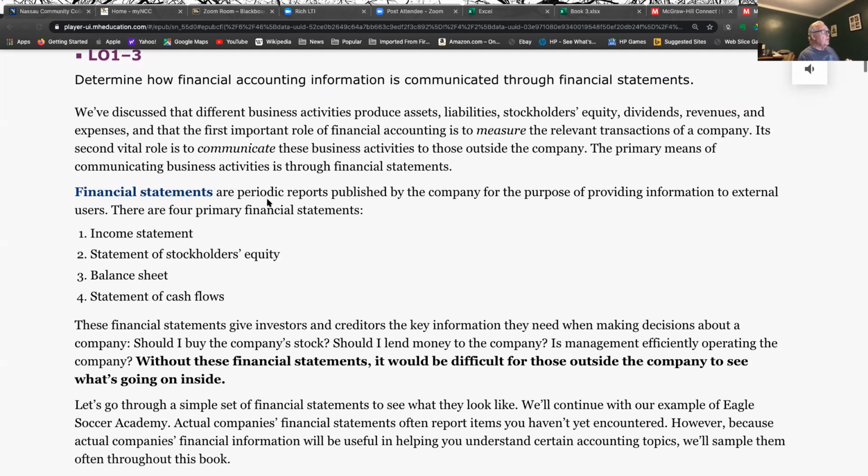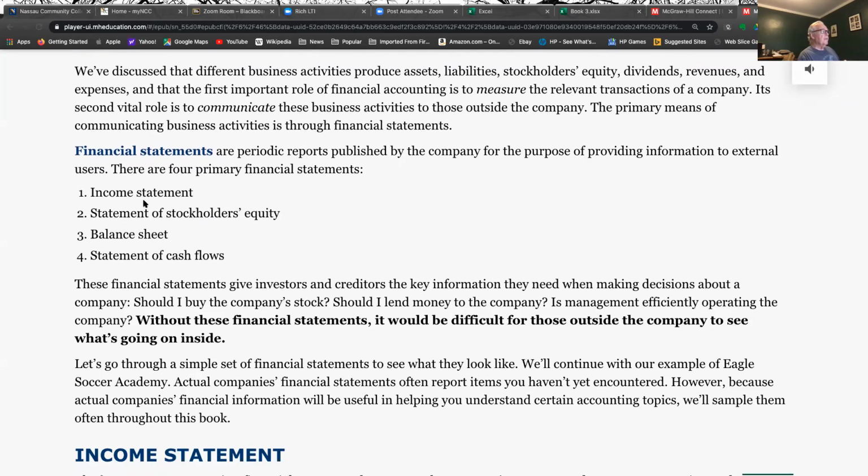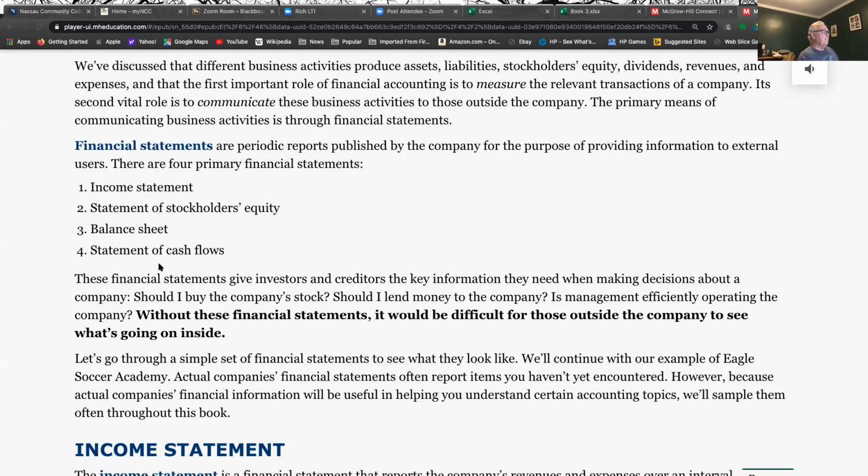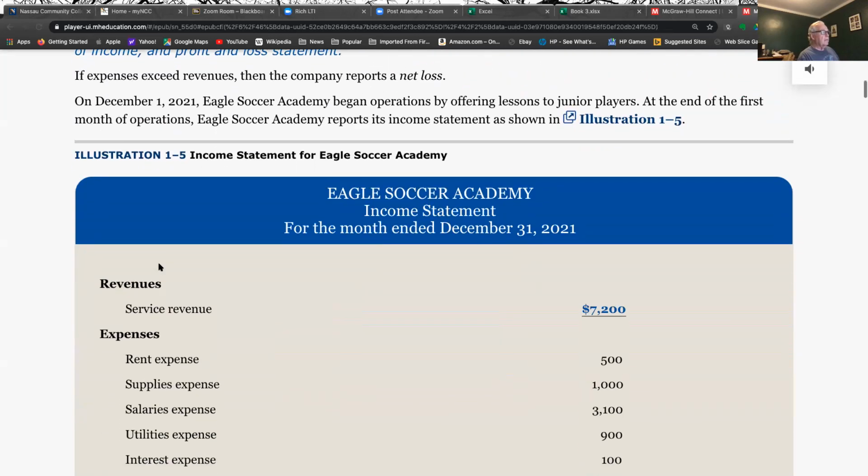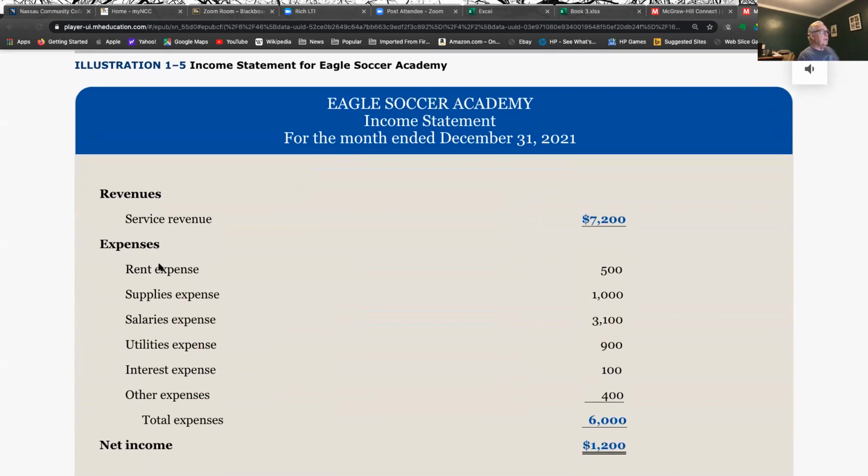So these were the 4 statements: the income statement, the statement of stockholders' equity, the balance sheet. And I mentioned the statement of cash flow, but we're not really going to spend any time on it in this class. So what does an income statement look like? Right, here's your example.